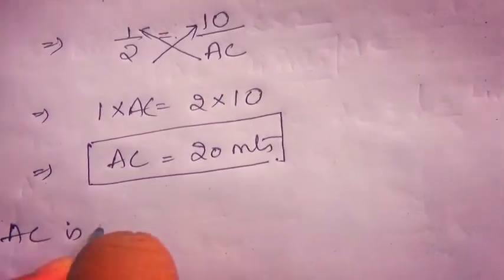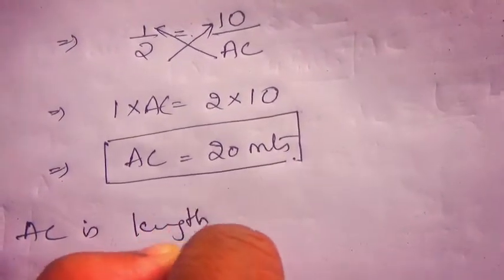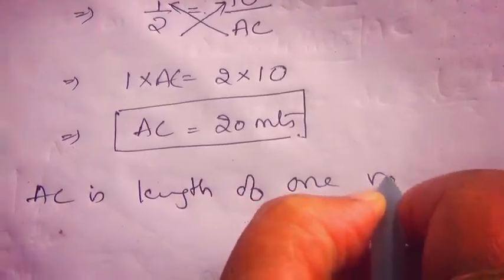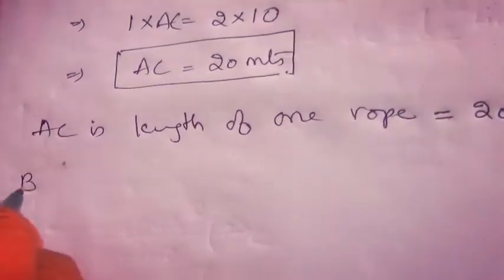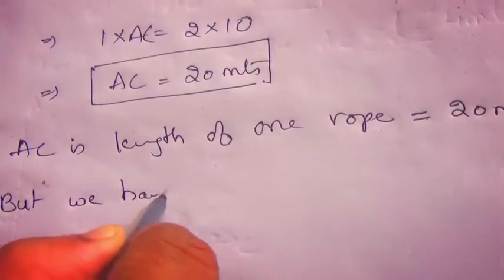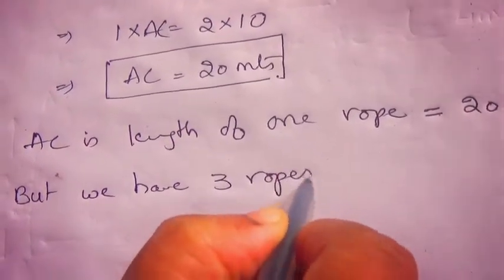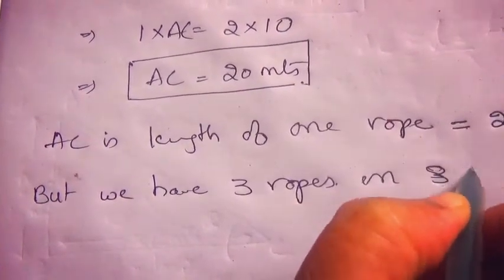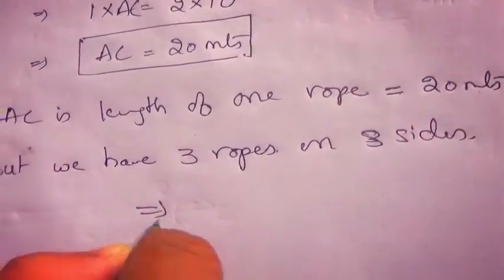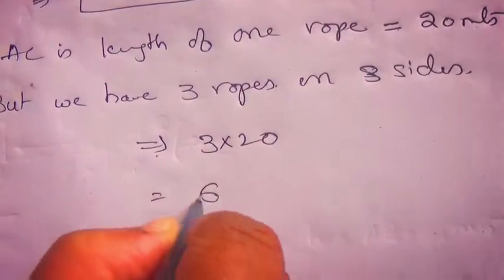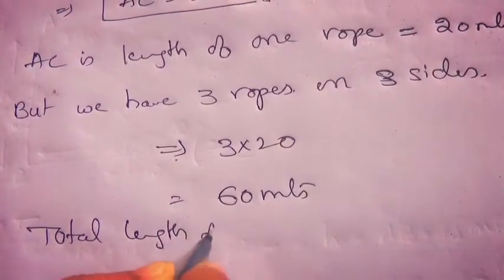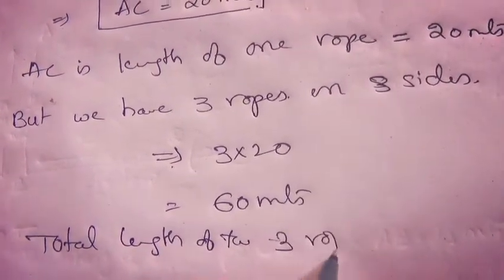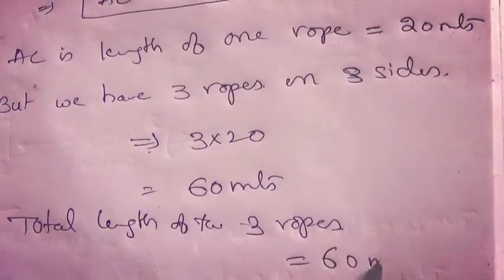AC is the length of one rope, that is equal to 20 meters. But we have 3 ropes on 3 sides. That implies 3 into 20, that is equal to 60 meters. The total length of the 3 ropes is equal to 60 meters. Hence we finished this 5th sum.